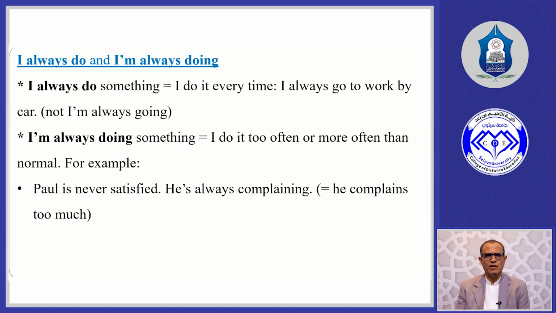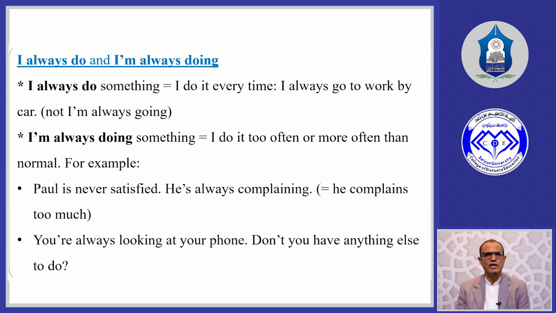In this case, I mean when something often happens more than normal, like these sentences that I gave you now. For example, we have Paul is never satisfied. He's always complaining. I mean, he complains too much. When I say he's always complaining, I mean he complains too much.